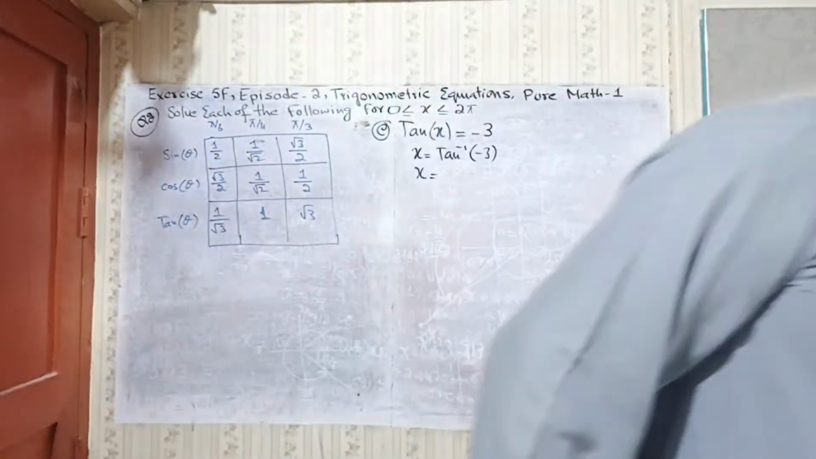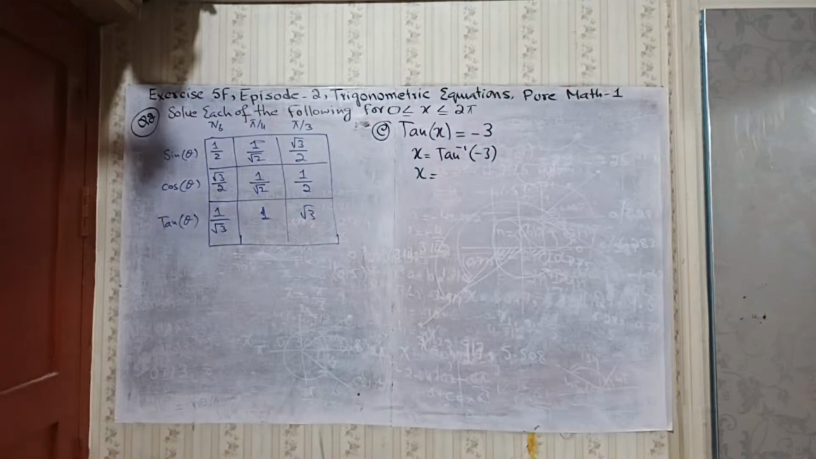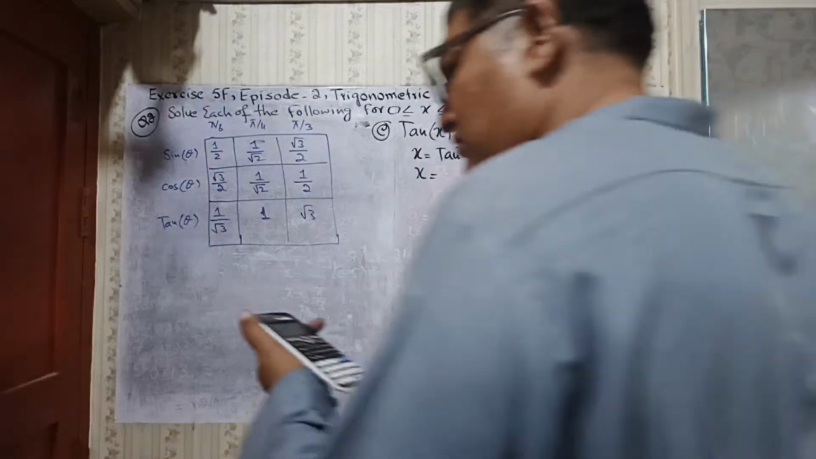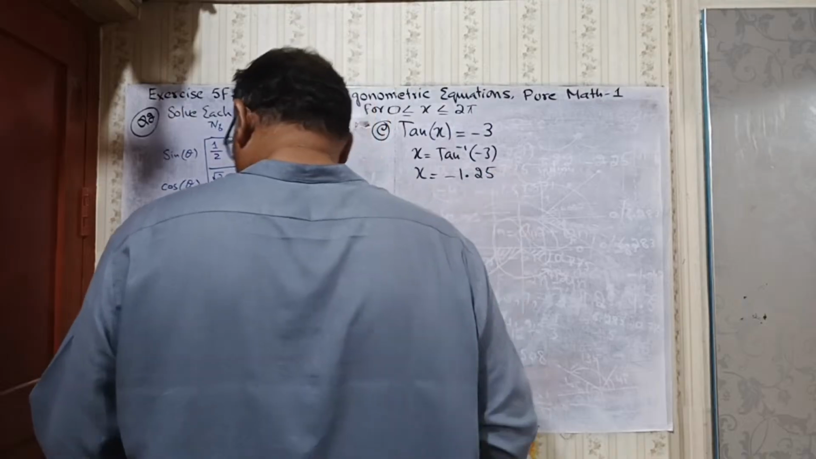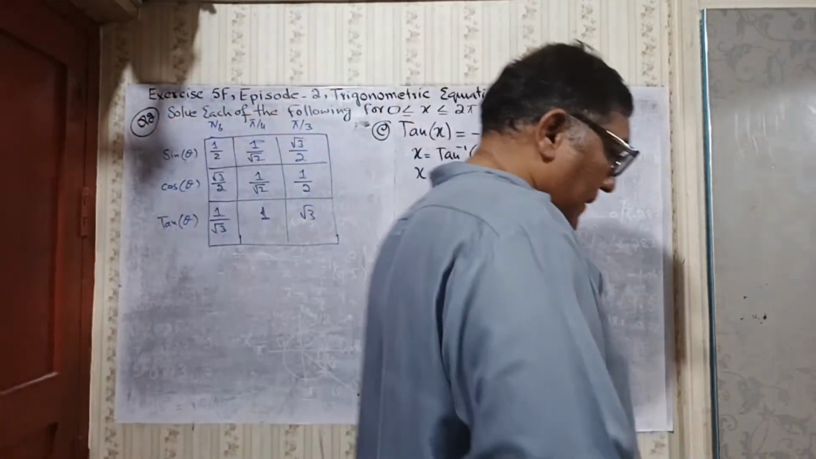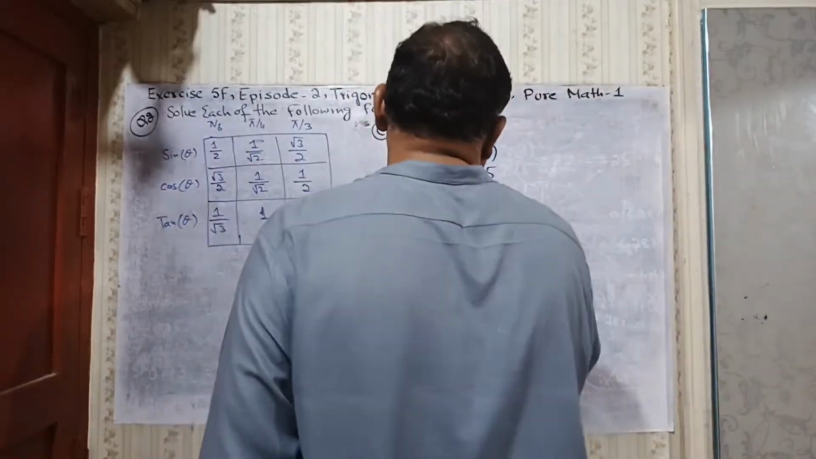use your calculator. The calculator must be set in radians instead of degrees. Tan inverse. Okay, so shift tan and -3: shift, tan, bracket start, -3, bracket close, equals, it is -1.25. Okay, -1.25. Now this is an acute angle.